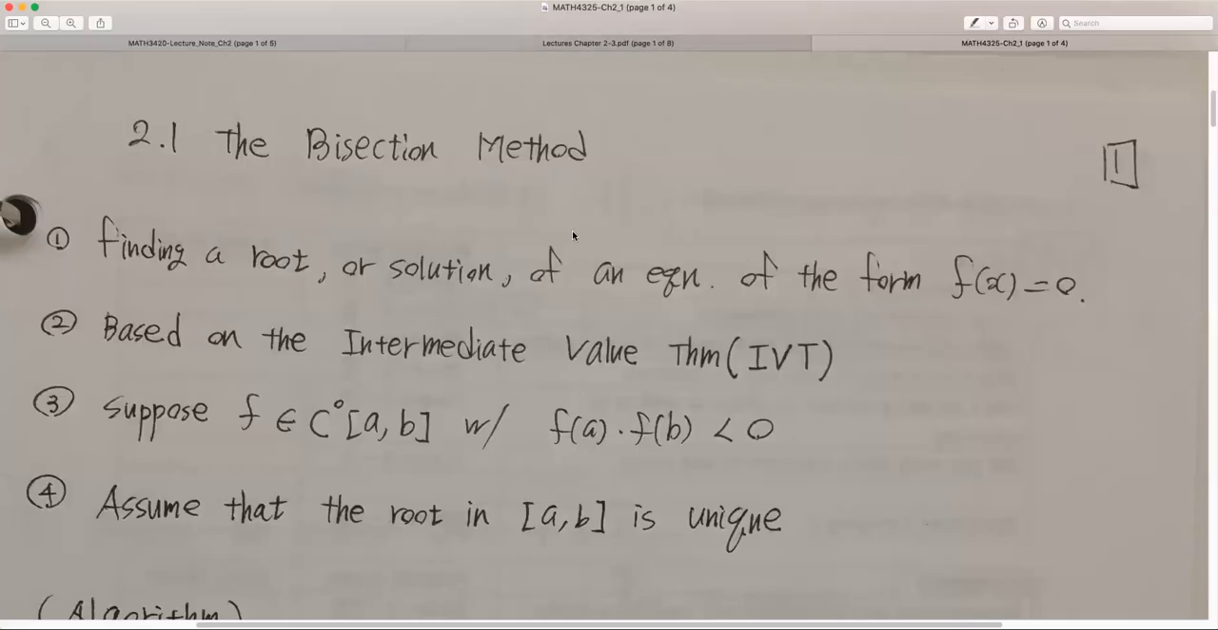All right, in this video, I'm going to cover section 2.1, the bisection method. So chapter 2, we're going to learn numerical methods for solving root finding problems. So what are root finding problems? Root finding problems is simply saying that we solve an equation of the form f of x equals 0.